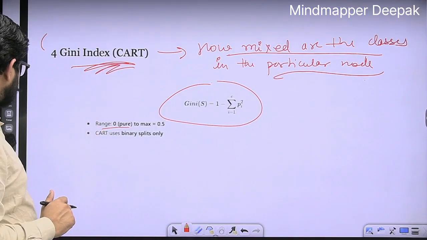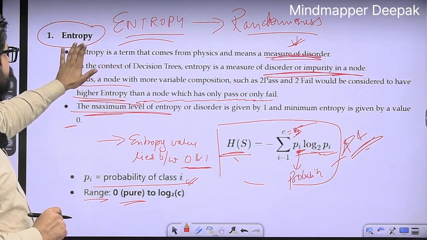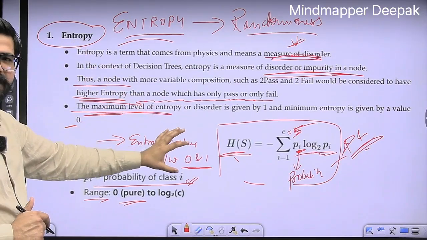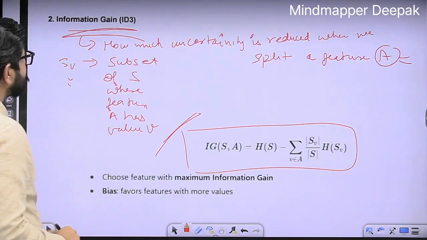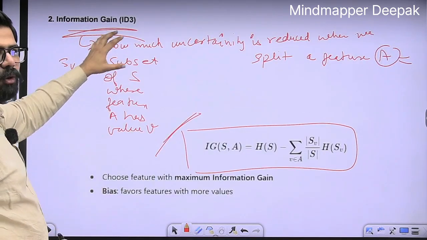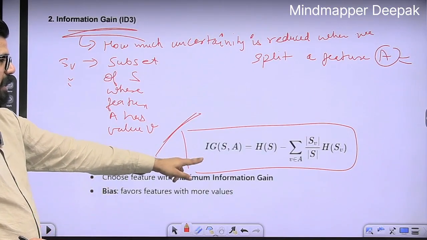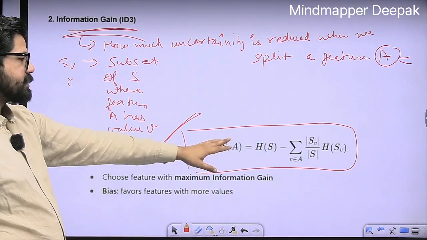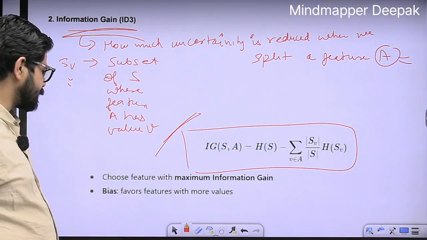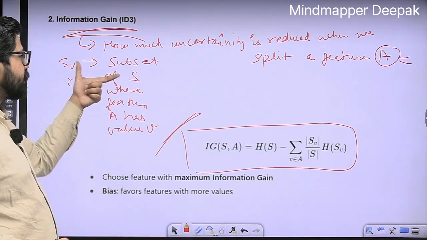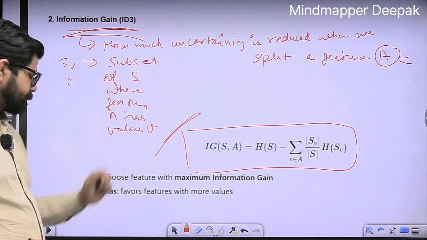Before comparing, let me go back and give you a brief recap. This is the entropy, which measures randomness and is mainly used for ID3. Then we discussed information gain, also in ID3 and C4.5. Information gain of S comma A is entropy minus the sum of SV divided by S multiplied by H of SV, which is the entropy of the subset of S where feature A has the value V.